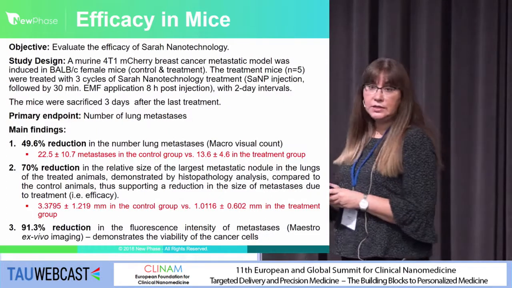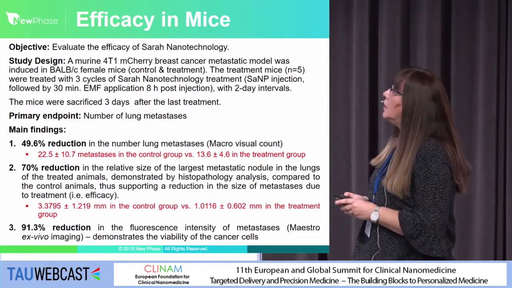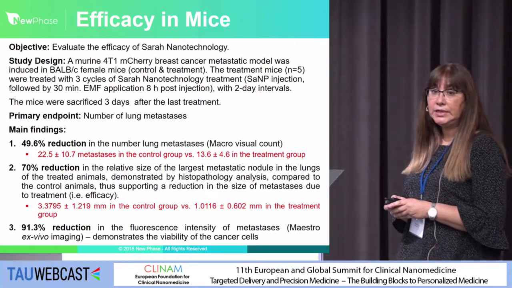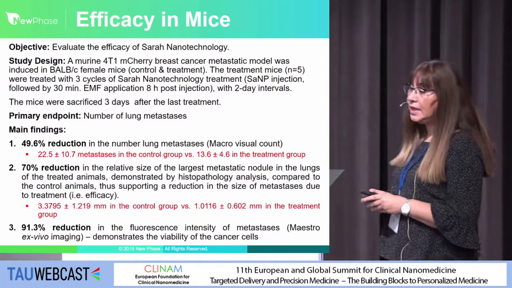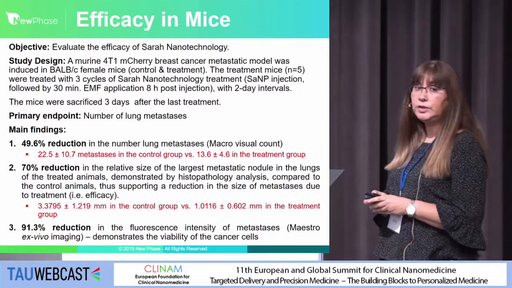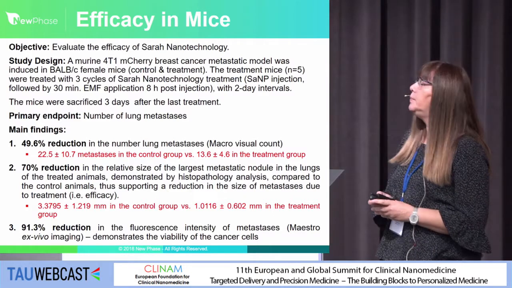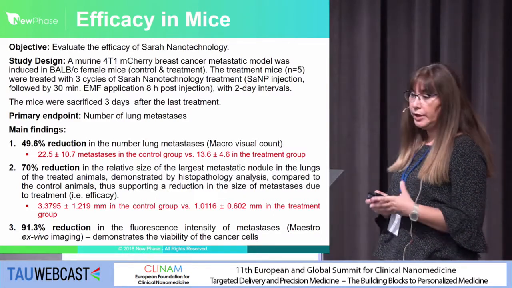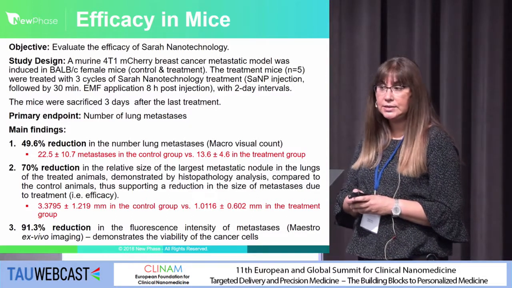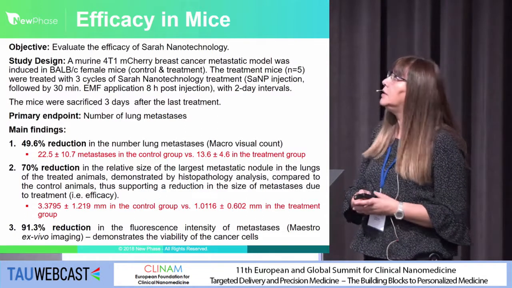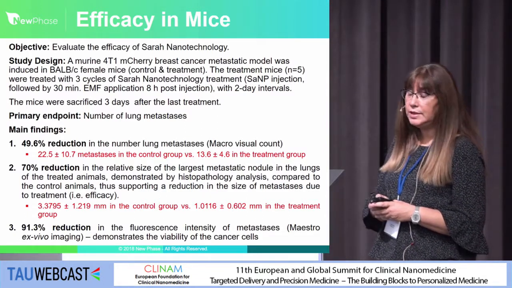We also evaluated the efficacy of treatment in the 4T1 breast cancer model. The animals here received 3 cycles of SARA nanotechnology treatment, and each treatment cycle was given within 2 days intervals. The primary endpoint was the number of lung metastases as determined by a visual counting of the metastases as well as ex vivo imaging of the lungs.